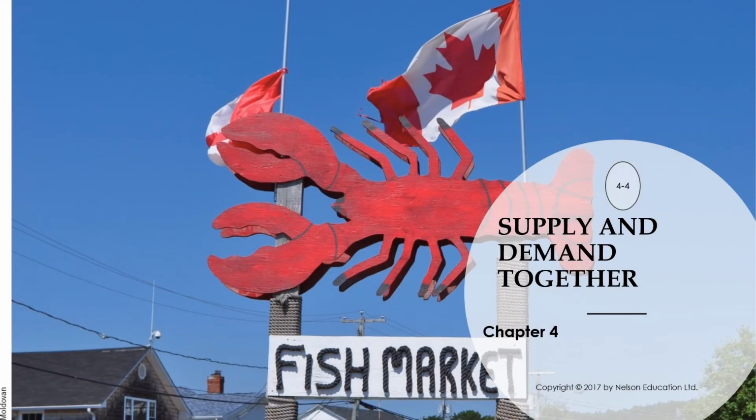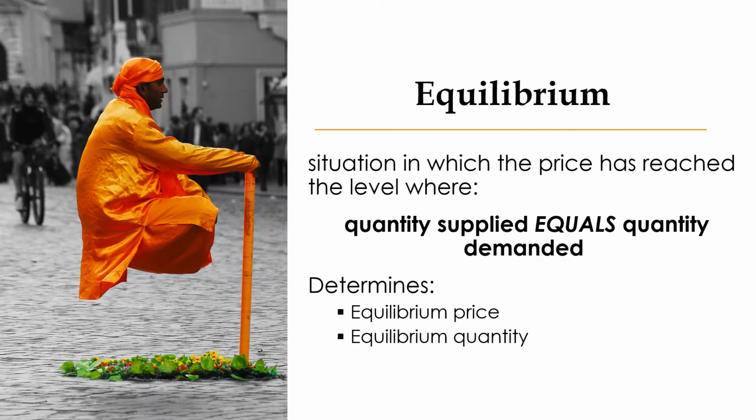All right, so having analyzed supply and demand separately, we will now combine them. So let's see how supply and demand determine the price and the quantity of a good that will be sold in a market. Equilibrium, the happy point. It's the situation where the price has reached the level where the quantity supplied of a good equals the quantity that's demanded of a good. Okay? And together, these forces determine equilibrium price and equilibrium quantity.